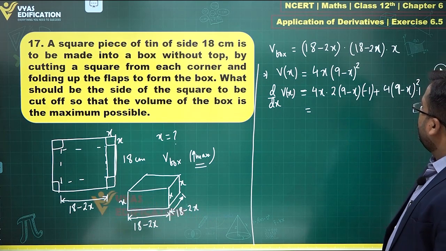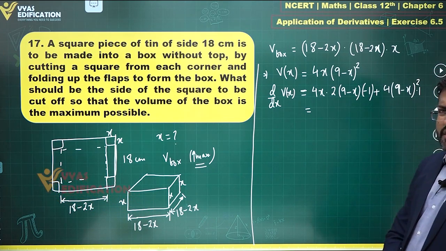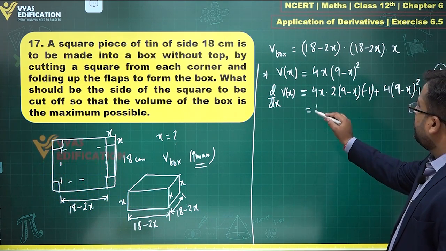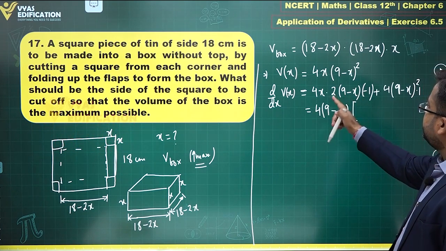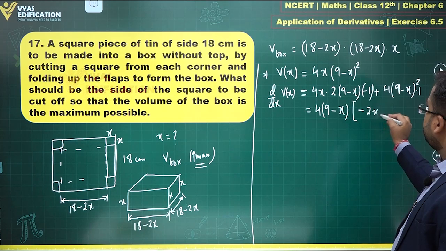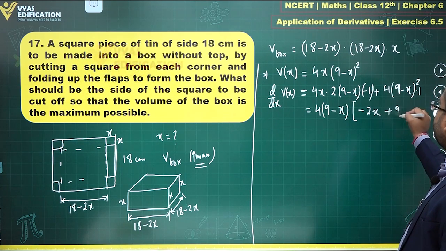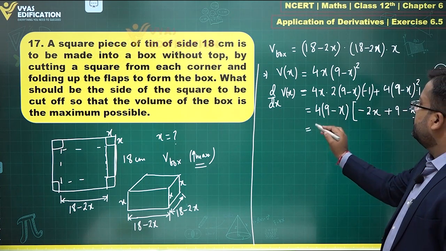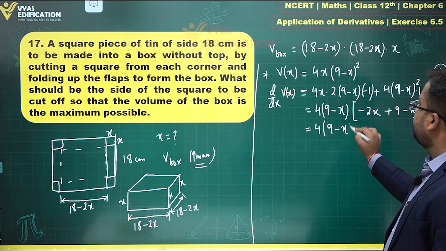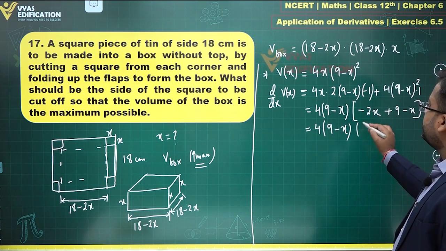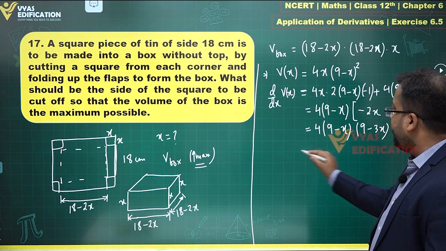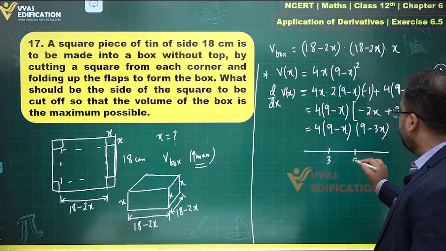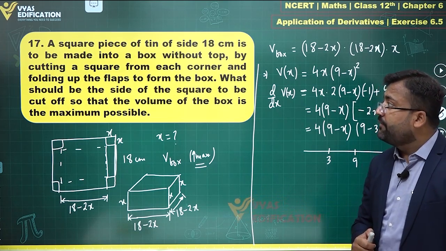So where does that take us? Can you take out something common? Yes, I see a 4 coming out common. I see a 9 minus x coming out common, and what remains in the bracket is 2x with a minus. This is minus 2x and plus 9 minus x is what I get. This is 4 times (9 minus x) and this is (9 minus 3x). Critical point 3, critical point 9 are the two things that I get. 3 and 9 are the two critical points that you get.